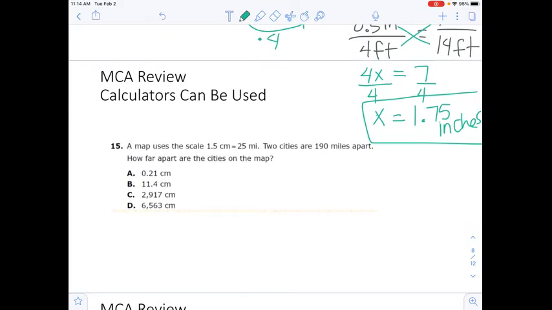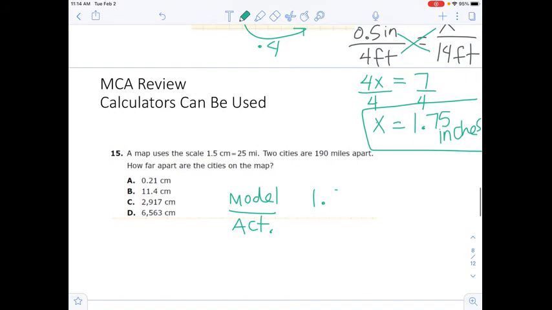Okay, a few review problems. This one says a map uses the scale of 1.5 centimeters equals 25 miles. Two cities are 190 miles apart. How far apart are the cities on the map? Okay, to solve this, we're going to set up a proportion using model over actual. We know that the scale is 1.5 centimeters over 25 miles. And we're told that two cities are 190 miles apart. So that's the actual. That's going to go on the denominator. And we're going to figure out how many centimeters that is on the map.